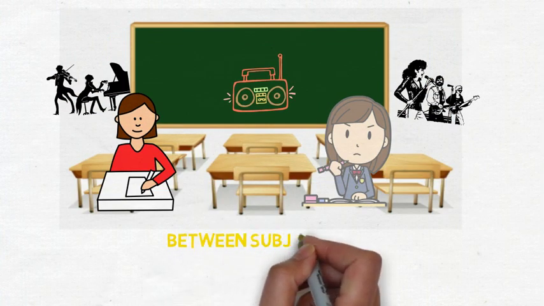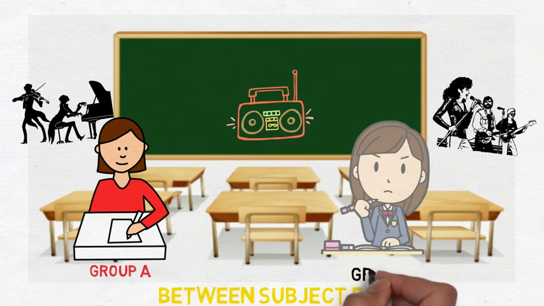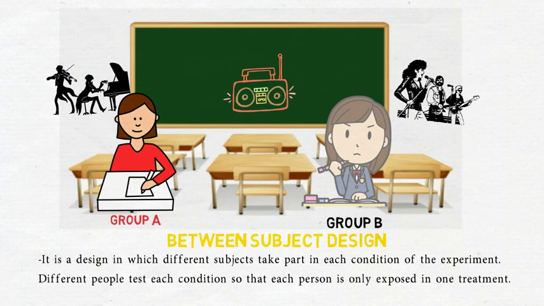In a between subject design, I will put group A sa room with classical music and group B sa room with rock and roll music. So between subject design is a design in which different subjects take part in each condition of the experiment. Different people test each condition so that each person is only exposed to one treatment.